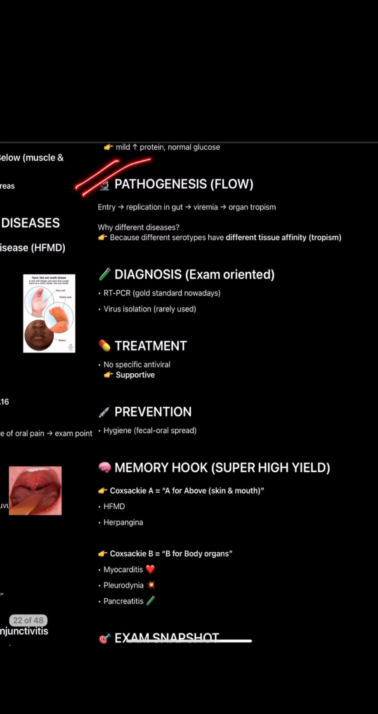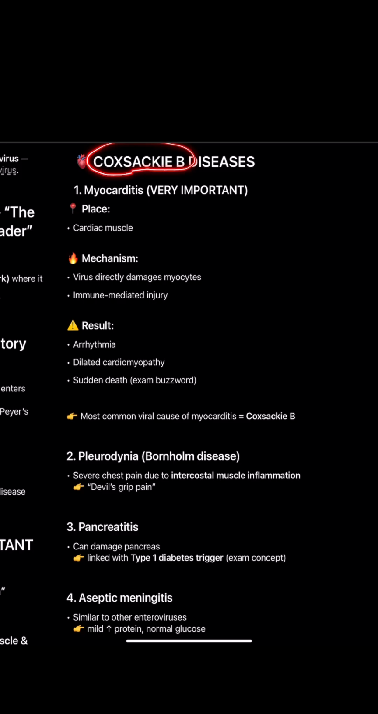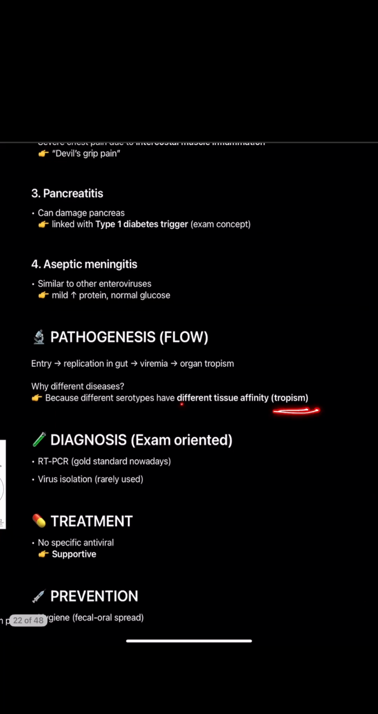Now let us see how the pathogenesis is occurring. Entry, replication in the gut, viremia, and organ tropism. Why different diseases? Because different serotypes have different tissue affinity. Now we must have asked the question here: why is this particular virus sometimes affecting the lungs, sometimes the pancreas, sometimes the meninges? It is because of the strains or serotypes of this virus. They have differential tropism. They have different tissue affinity.